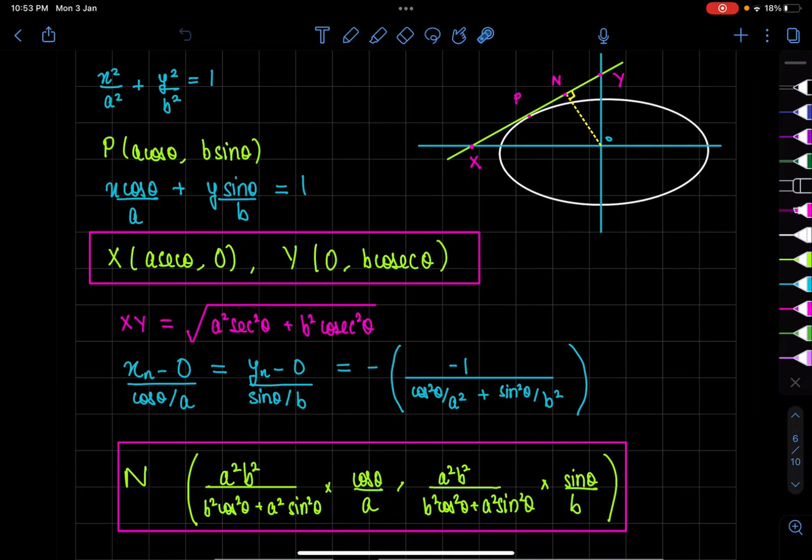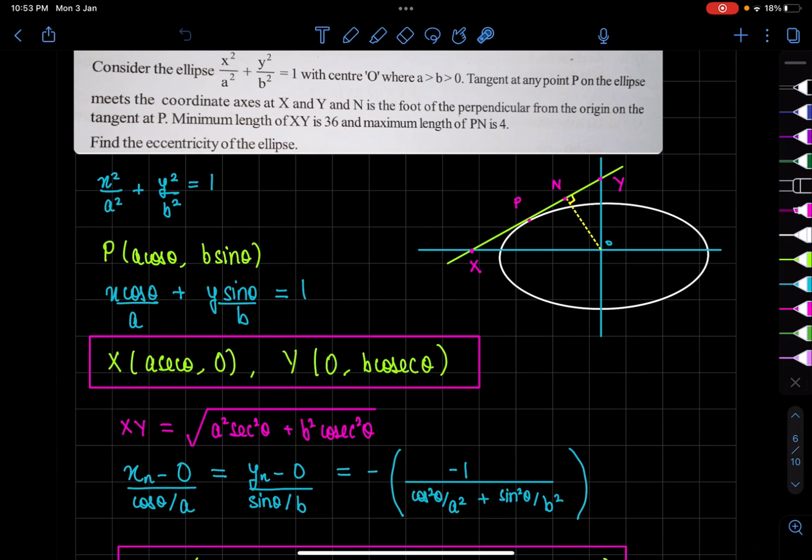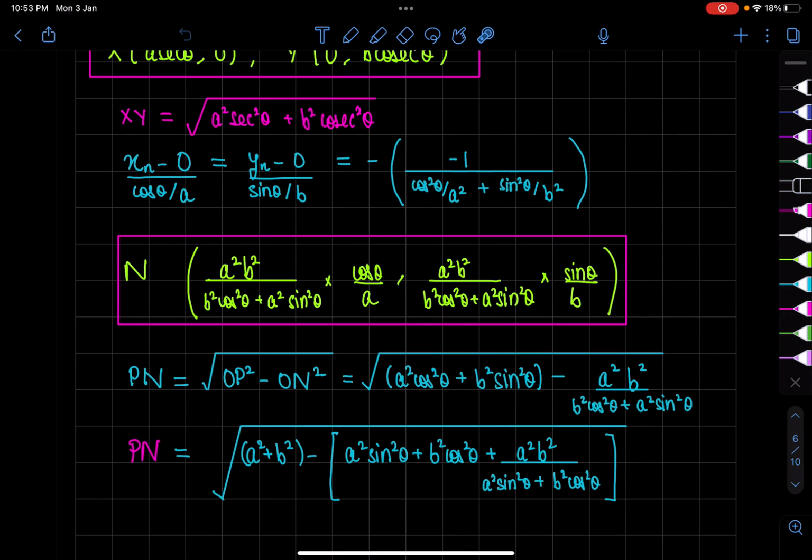The next step for me is to calculate the length of PN. There are multiple methods to do that. First of all, as you know the coordinates of P and N, the distance formula can be applied directly, or I can write it as OP square minus ON square. As this is a right angle triangle, I can use the Pythagoras theorem and write that.